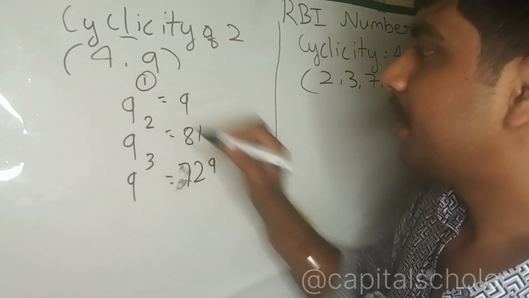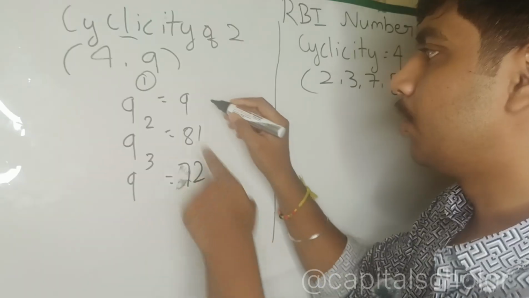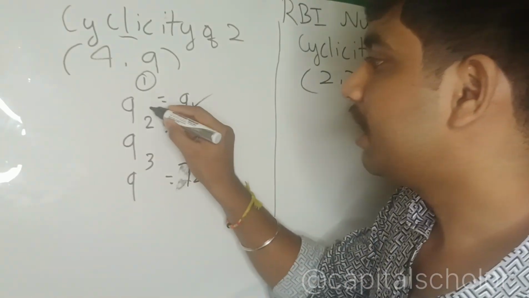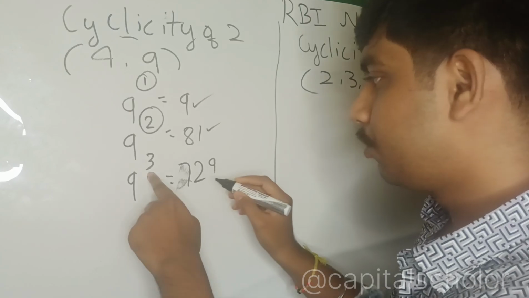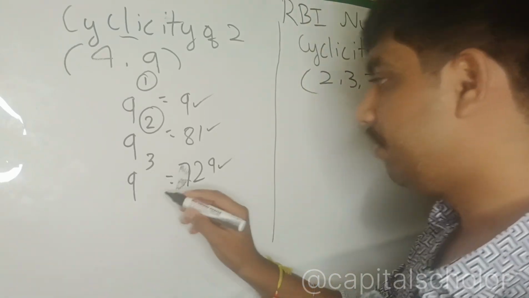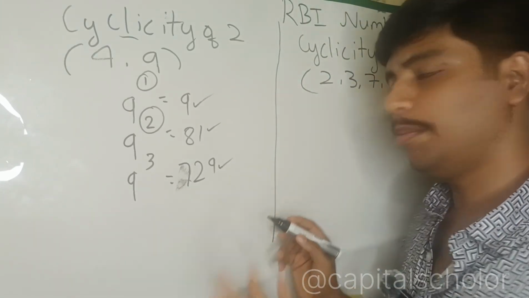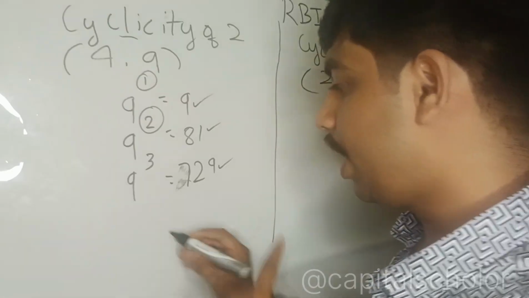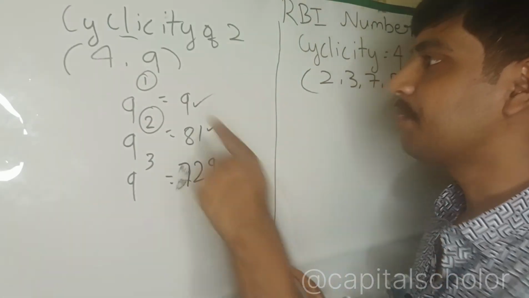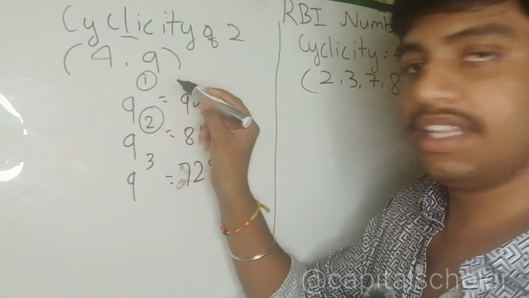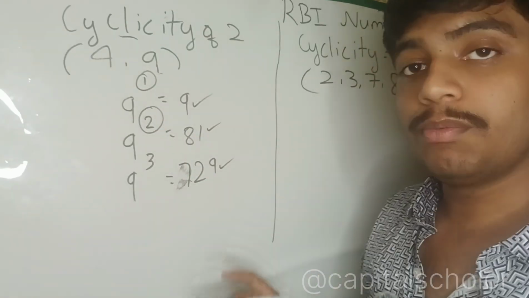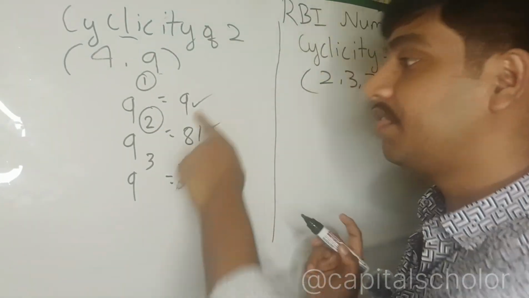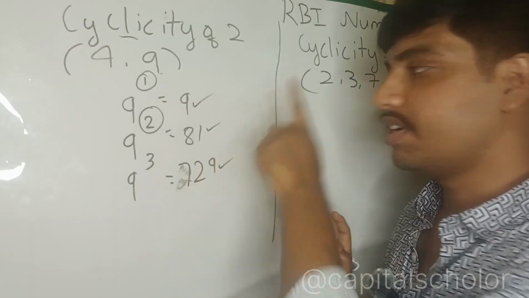For every odd number in the power of 9, the unit place ends with 9. For every even number in the power, the unit place ends with 1. Even here, odd power gives 9, even power will obviously give 1. So you have to remember one thing: if there is an odd number in the power of 9, the unit place always ends with 9. If there is an even number, the unit place always ends with 1.